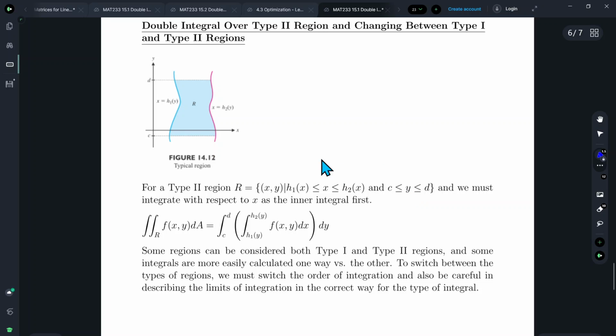varies between two constants, say here C and D. However, the x variable varies between two functions. So here there's a mistake in this, it should be with respect to y, right? Because here x is varying between two functions of y. So this should be a y, and this should be a y.